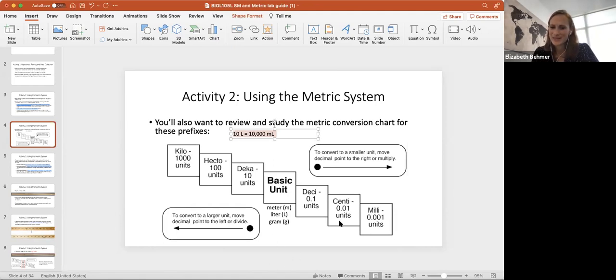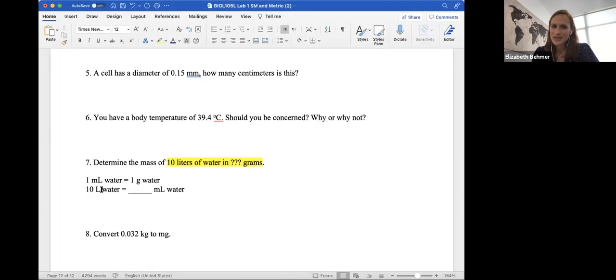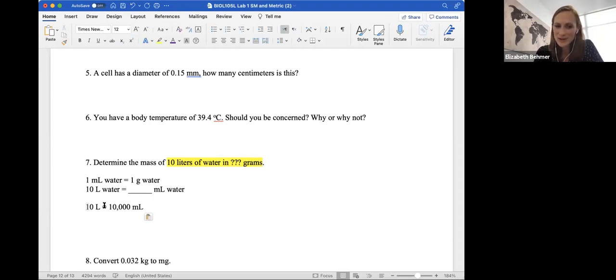Good. So let's go back to your worksheet. 10 liters of water, I'm going to paste what we just figured out. 10 liters of water is equal to 10,000 milliliters of water. So now, 10,000 milliliters of water, how many grams of water is that? What do you guys think? 10,000 milliliters of water is how many grams of water?